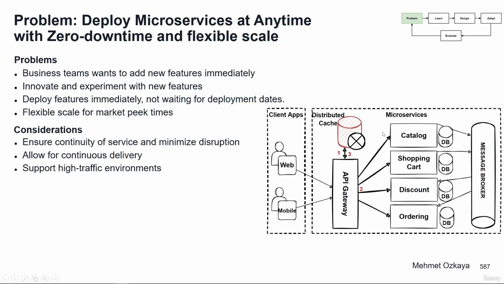And also we should consider allowing for continuous delivery. Zero downtime deployment allows for continuous delivery, where new code can be deployed frequently and continuously without causing disruption to the users, customers and other services. This can help organizations move faster and be more agile.